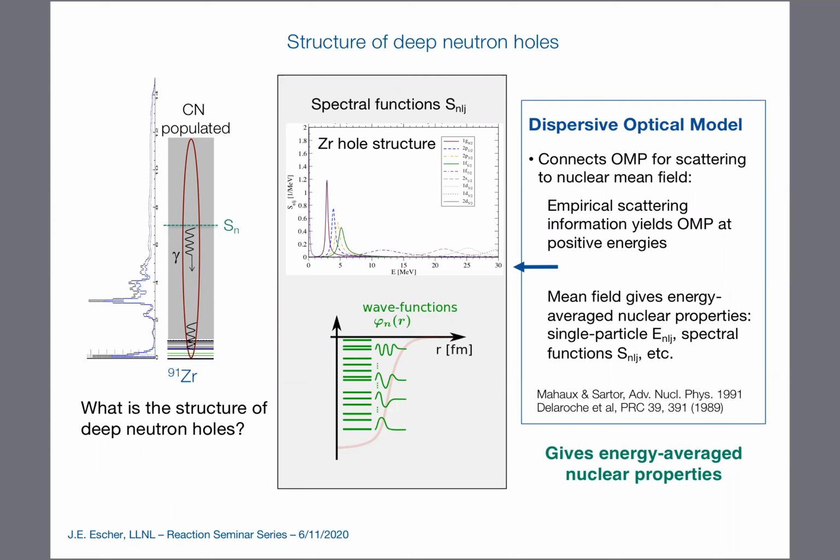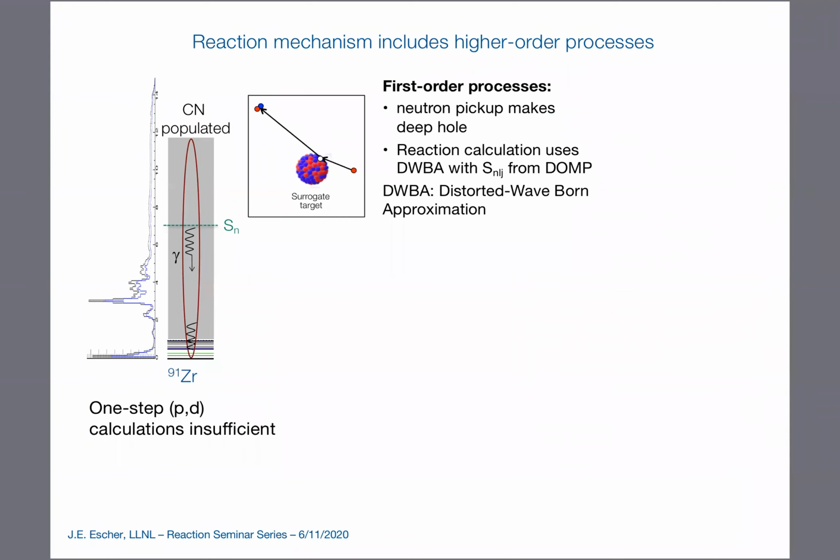And in the middle panel, you see the spectral functions for the various orbitals from which we can remove neutrons. And what you also get is the potential and the wave functions, the single particle wave functions that you then can use in the DWBA calculation. So I use that to do a DWBA calculation of neutron removal, one-step neutron removal from very deep holes in the zirconium nucleus.